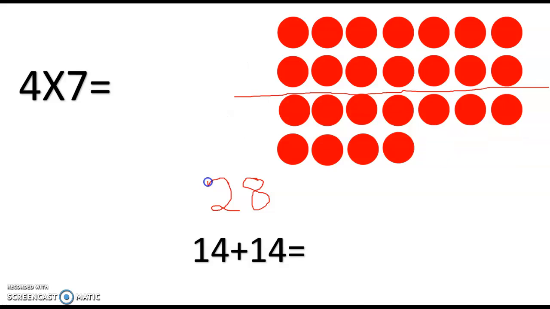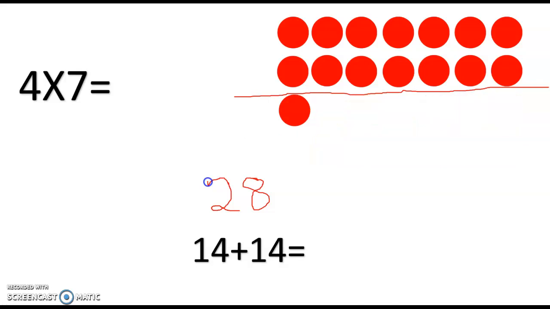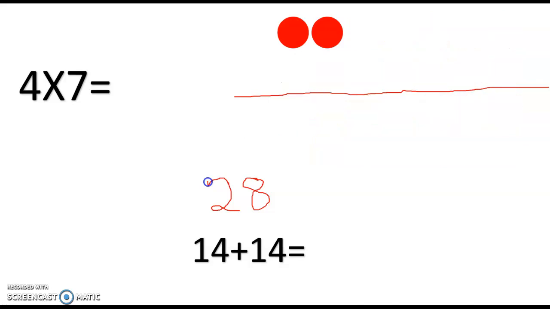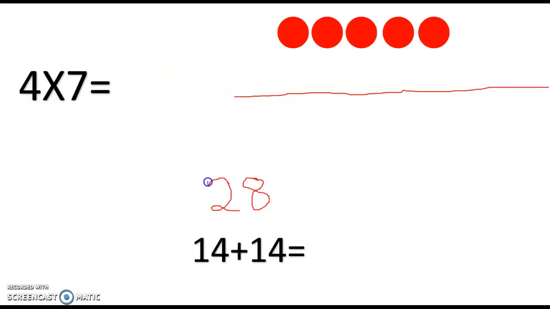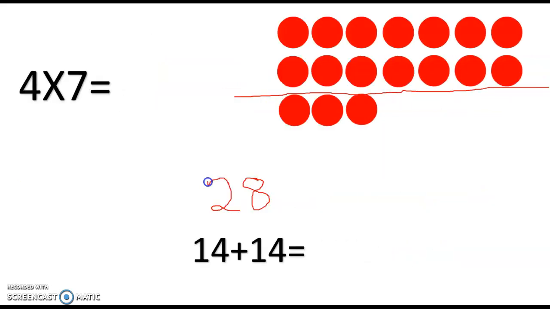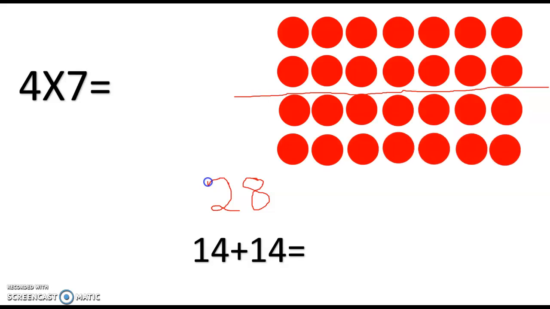So, just to review, 3s facts and 4s facts can be kind of tricky, but we can use the distributive property to make simpler problems. And then we can add the products together to get the product of the whole fact.